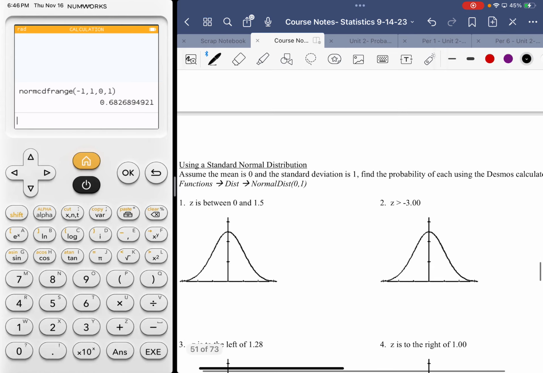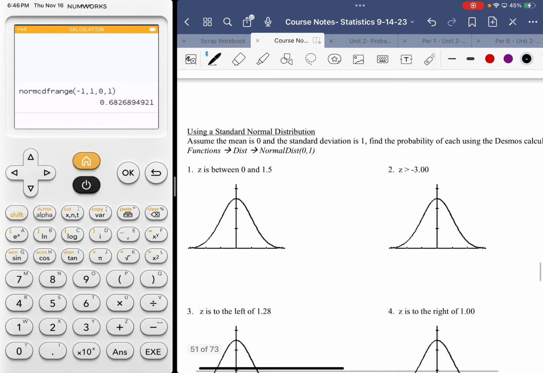So the examples here, assume the mean is 0 and the standard deviation is 1. That's not always the case. It's just because we're talking about a standard normal curve.